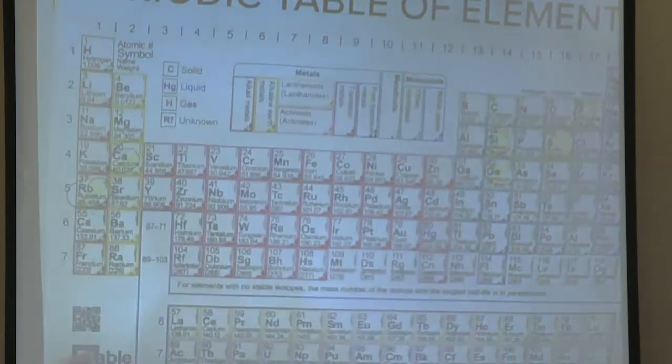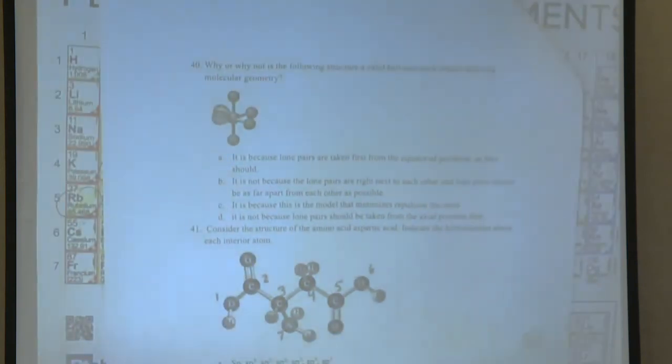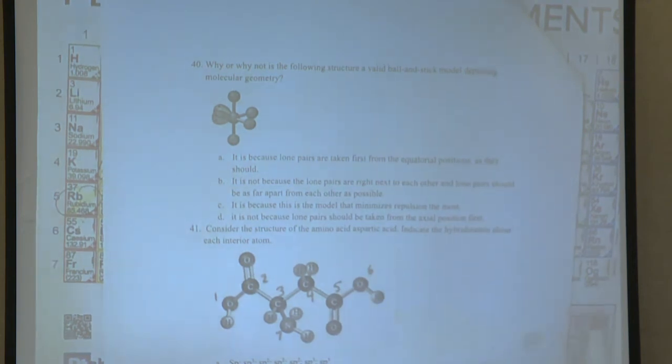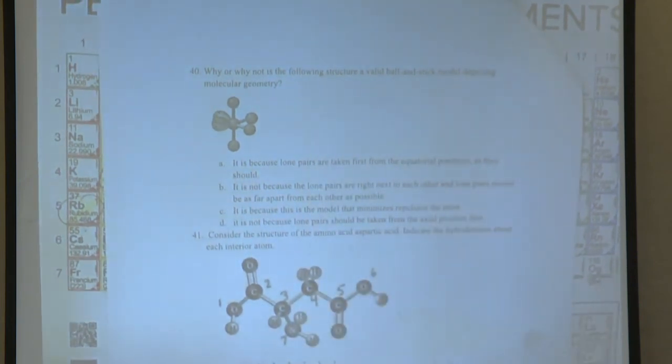Okay, we're almost there. Why or why not is the following structure a valid ball and stick model depicting molecular geometry? So A and C say that it is a valid structure, and B and D say it's not, right? So let's look through these. It is because lone pairs are taken first from the equatorial positions, as they should be, right? So this second part is, hold on.